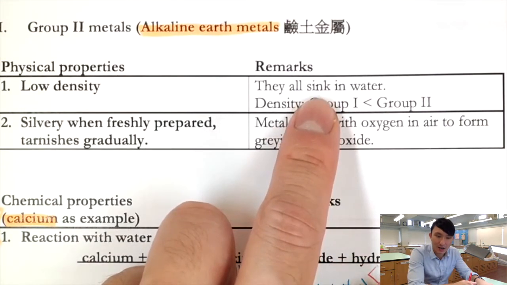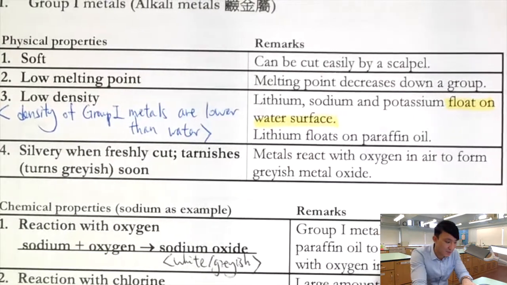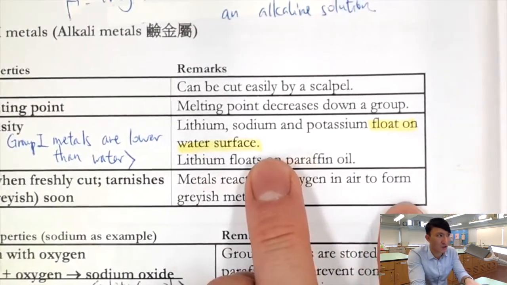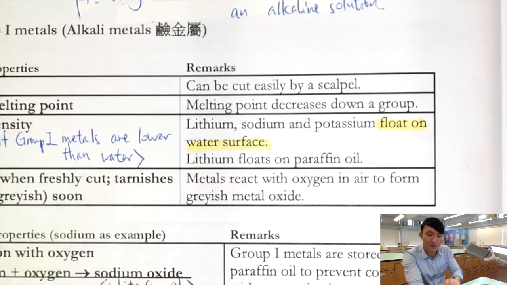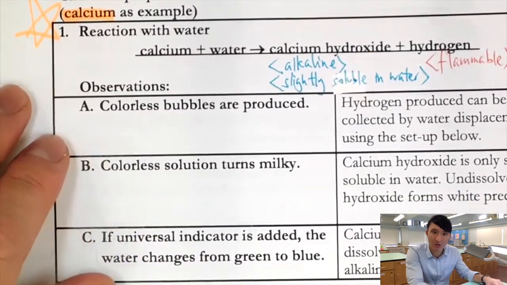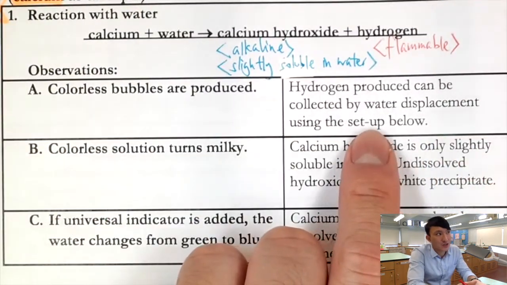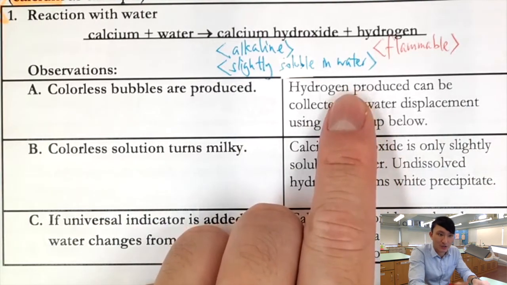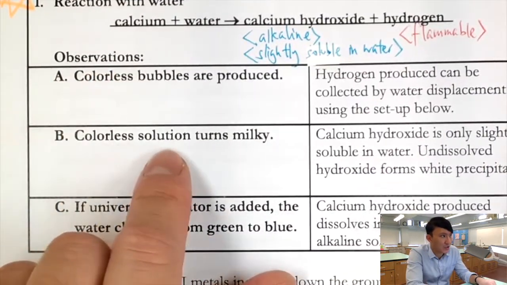For group 2 metals, since they sink in water, the gas is produced under the water. However, group 1 metals, if you remember, float on the water surface. So the hydrogen gas produced is not underneath the water. That's why we don't see any bubbles. Later on, we will also give you a demonstration showing how we can collect the hydrogen gas using a very classic setup.